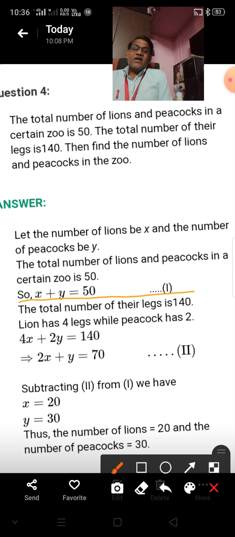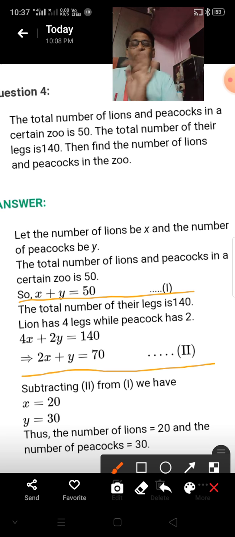Similarly, from the second condition, the total number of their legs is 140. A lion has 4 legs while a peacock has 2 legs. So if x lions are there, total legs are 4x, and if y peacocks are there, each peacock has 2 legs, so 2y, and the total legs are 140. So 4x plus 2y is equal to 140. When we divide this equation by 2, you get 2x plus y is equal to 70, and this is your second equation.